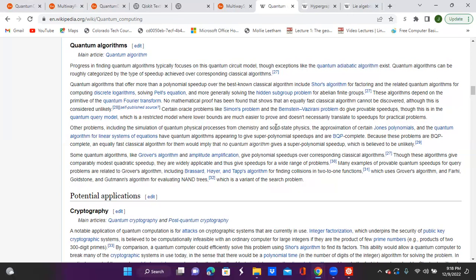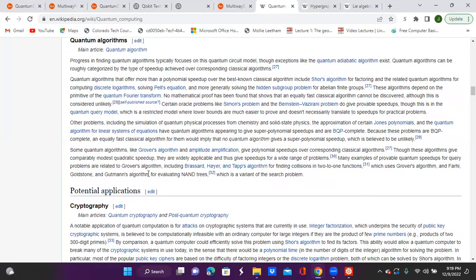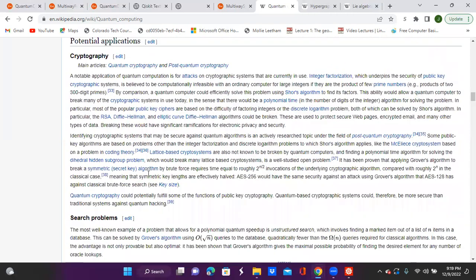Though these algorithms give comparably modest quadratic speedup, they are widely applicable and thus give speedups for a wide range of problems. Many examples of provable quantum speedups for query problems are related to Grover's algorithm, including Brassard, Hoyer, and Tapp's algorithm for finding collisions in a 2-to-1 function, which uses Grover's algorithm, and Farhi, Goldstone, and Gutmann's algorithm for evaluating NAND trees, which is a variant search problem.